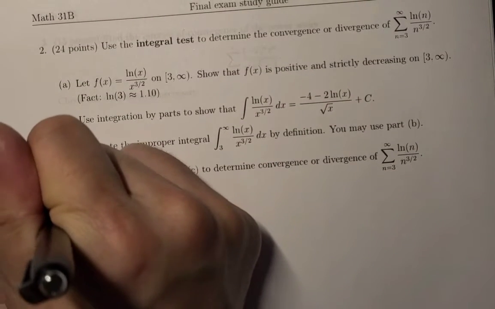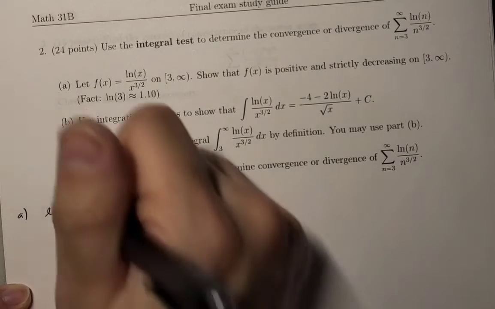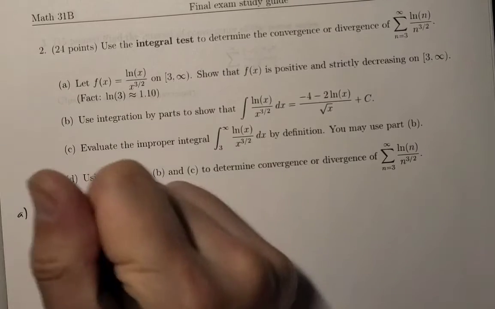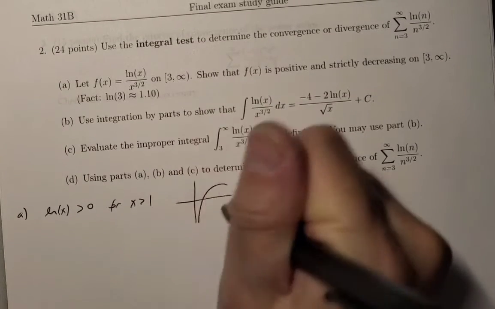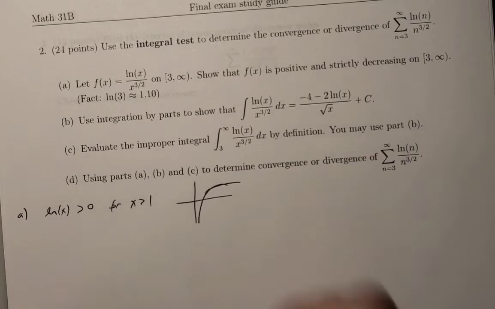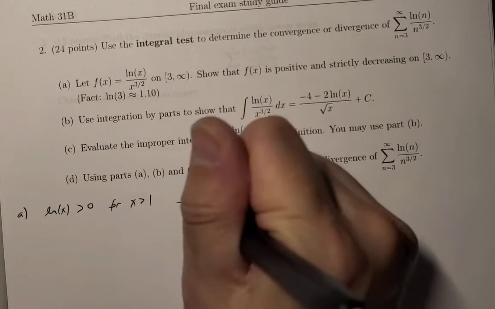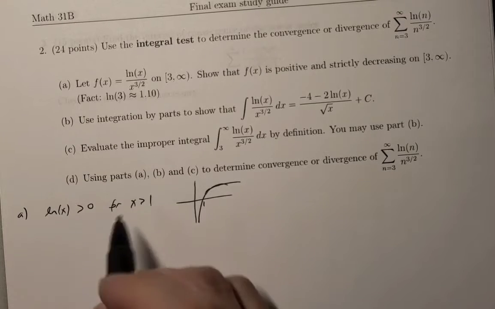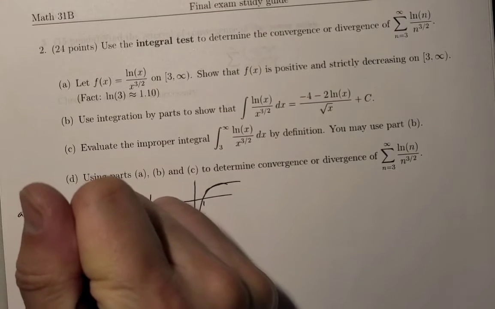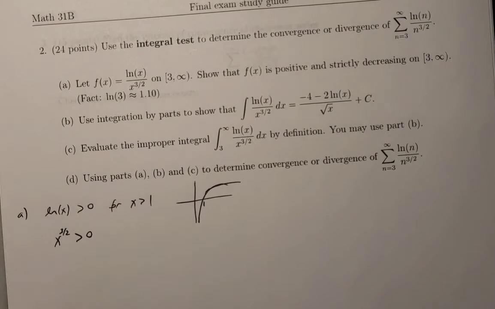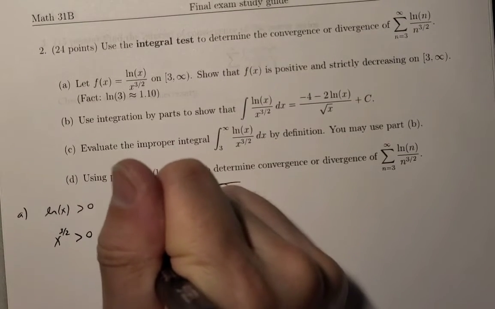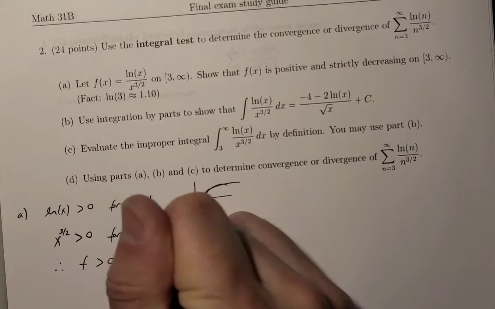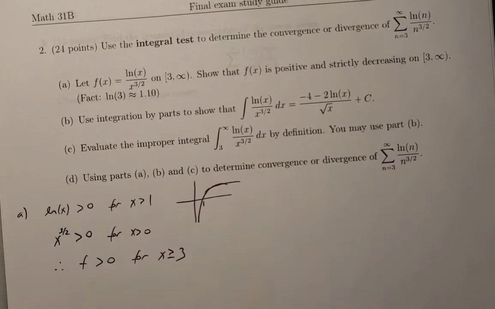Well, I know that ln x is greater than 0 for x greater than 1. We know how the ln looks. I can even sketch it real quick. It looks like this, something like that. And this point here is 1, where it crosses the x-axis. So we know ln x is greater than 0 for x greater than 1. And we know that x to the 3/2 is greater than 0 for x greater than 0. Therefore, f is greater than 0 for x greater than or equal to 3.